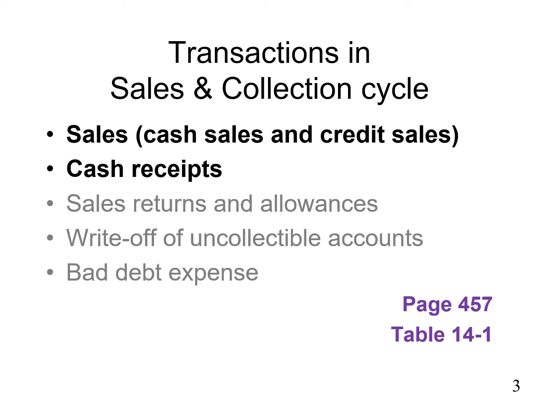In the sales and collection cycle, we're going to talk about sales and cash receipts. That's all we've talked about all quarter for all practical purposes. We should realize in the real world, sales returns and allowances are in the sales and collection cycle. Writing off uncollectible accounts is part of the sales and collection cycle, and bad debt expense is part of the sales and collection cycle. We're going to assume that they're not significant for our client. So we're going to focus on sales and cash receipts, but be aware that the other transactions are part of the sales and collection cycle.